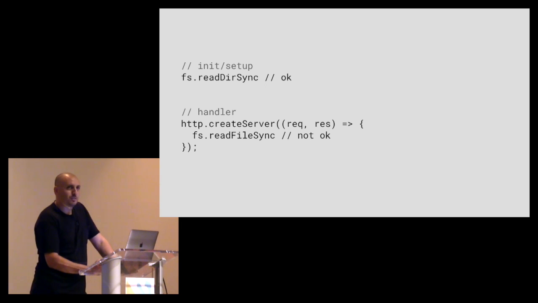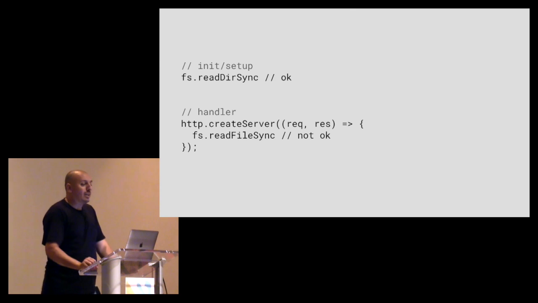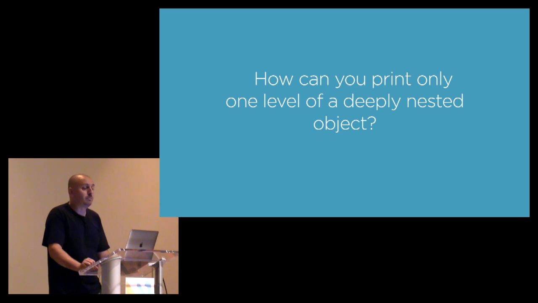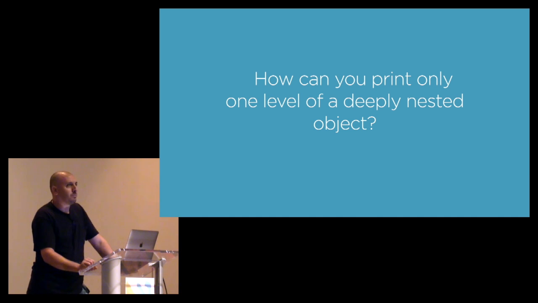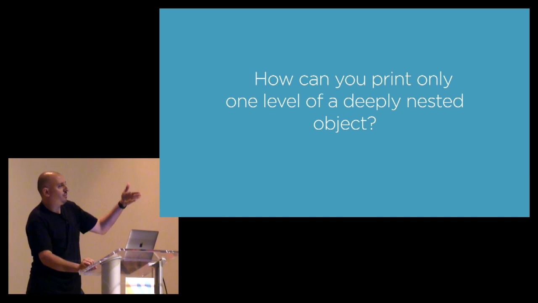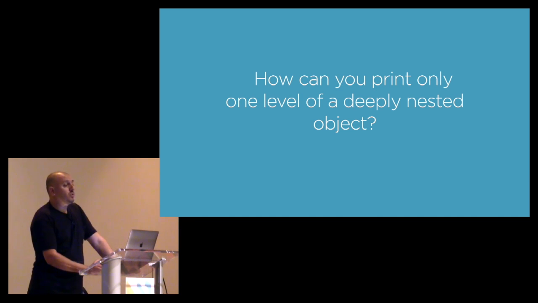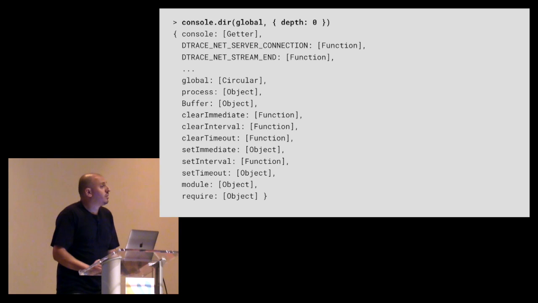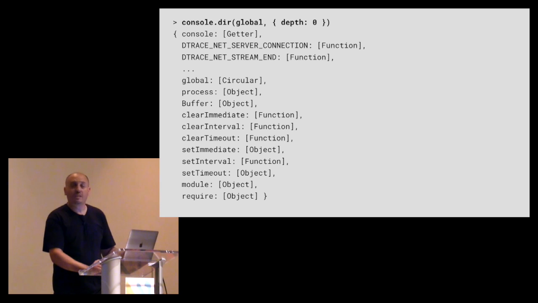All right, let's try easier questions. How can you print only one level of a deeply nested object? That's actually a JavaScript question, not Node specific. But it's really helpful. If you're printing an object that has multiple levels, a big nested tree, and you're just interested in the first level, you can use the console.dir method and just specify depth 0. How cool is that? It gives you just the first level, and all the other levels will just be stubs. This is a function, this is an object. Cool?